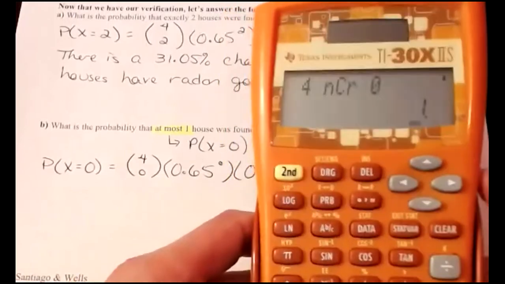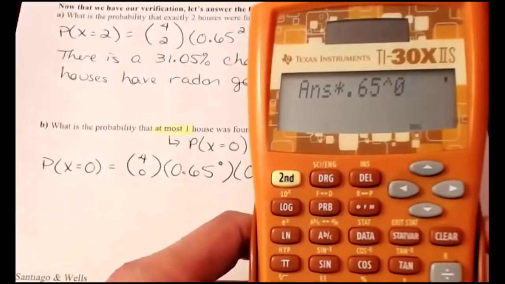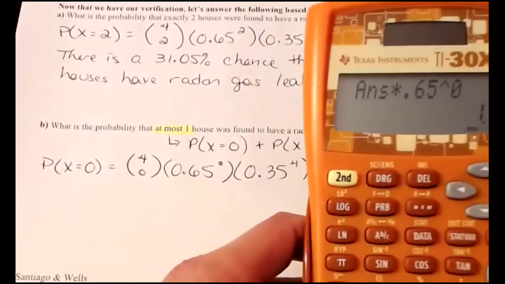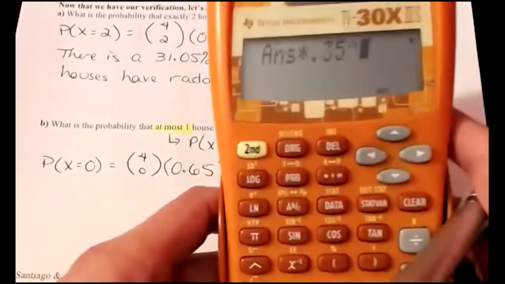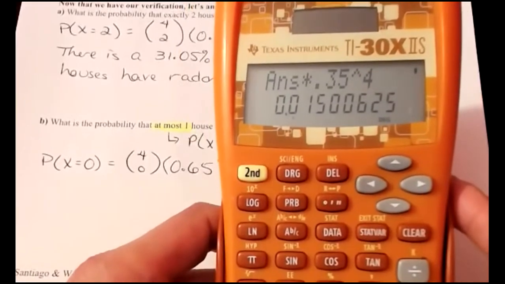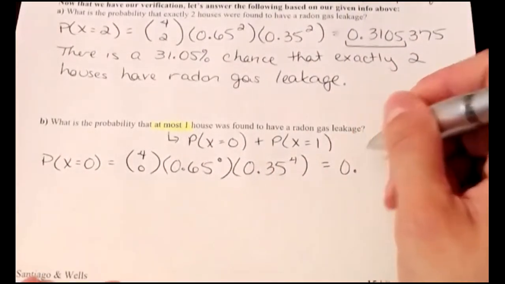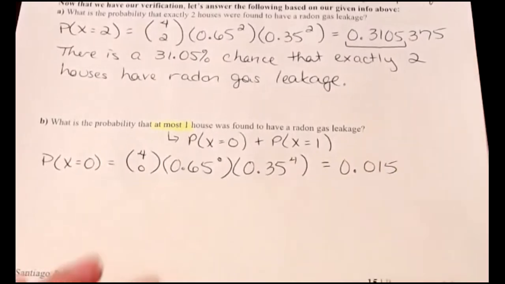So we take 1, we multiply by 0.65 to the 0th power, which, by the way, anything to the 0th power is 1. So it's still going to be a 1. And then we multiply by 0.35 raised to the 4th power. And there's my probability. So we're going to write 0. Let's go 3 places, 0, 1, 5. But we're not done yet.